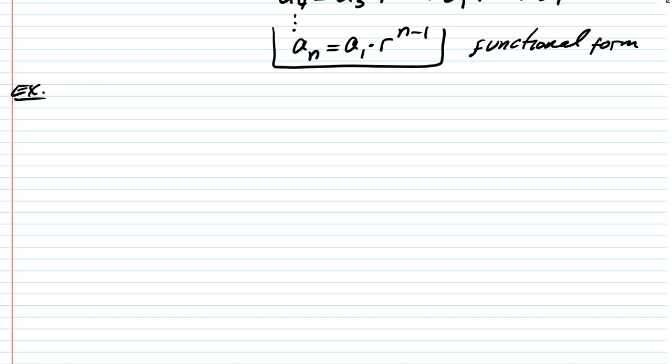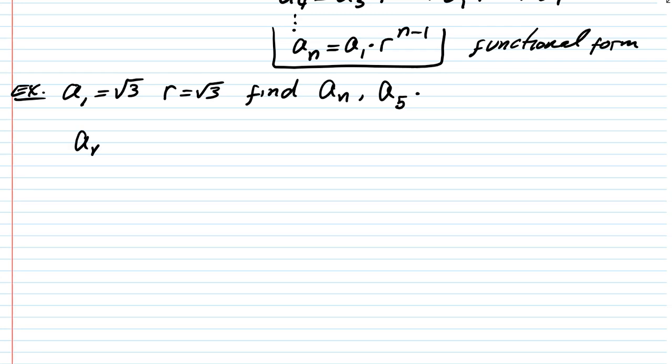Let's try some examples, see how it works. Suppose my first term is square root of 3, and I'm going to make my common ratio the same. Okay, and what do we want to do? Let's say we want to find the general term, and we want to find the fifth term, something reasonable. Well, the general term, a sub n, is a1 r to the n minus 1, correct? And n here again is a natural number. Remember, that's 1, 2, 3, 4, 5, like that. So I can do a sub 1, root 3, times the common ratio, root 3 to the n minus 1.